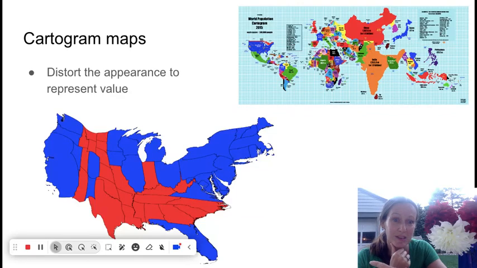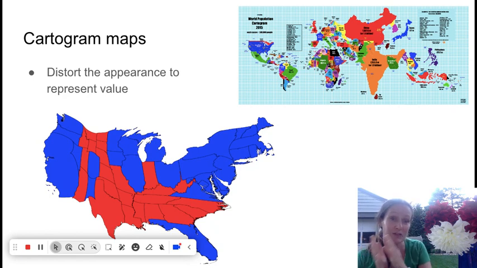But here you see the red states, the blue states, right? So representing two different political parties. Often it'll be representing votes or electoral college or things like that. You often also see cartogram maps for world population. So you'll see China and India made really huge, whereas other countries are drawn really small because they may have a smaller population. All right, so basic introductions to maps.